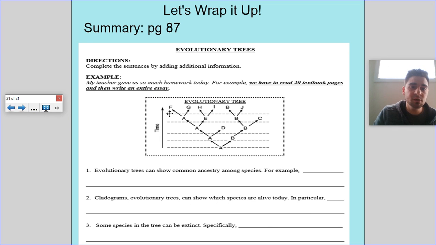Okay, so look at this evolutionary tree. There's time here. A is there, and it has all these different letters labeled. Okay, so you're going to read these sentences and then complete them. Evolutionary trees can show common ancestry among species, for example, then complete it. Number 2, cladograms, evolutionary trees, can show what species are alive today. In particular, and go ahead and complete it. And lastly, some species in the tree can be extinct. Specifically, go ahead and complete that.